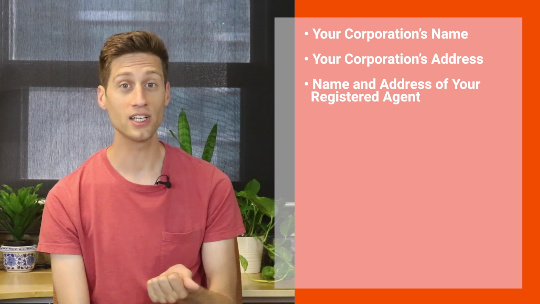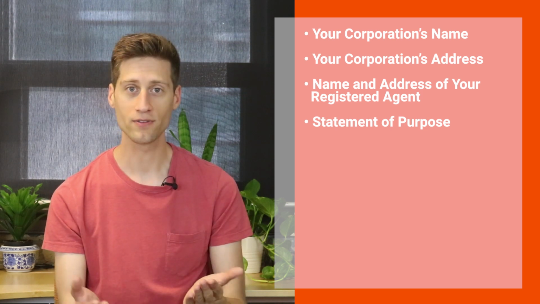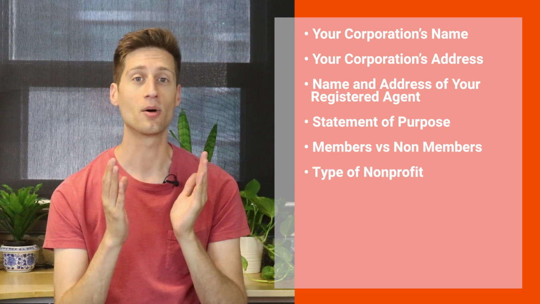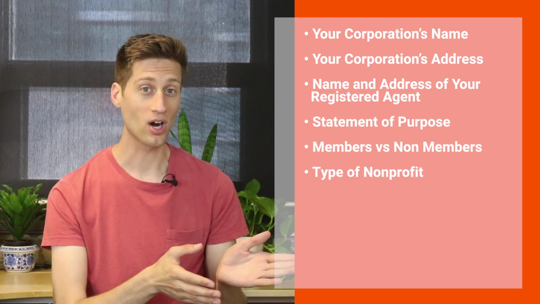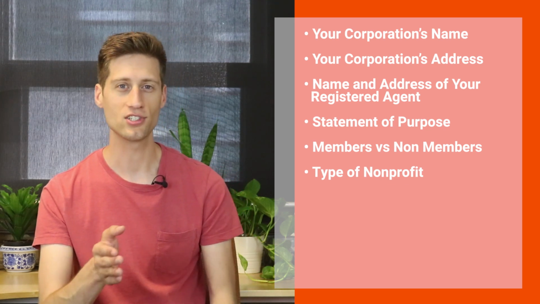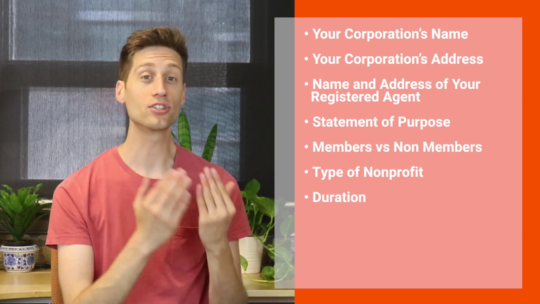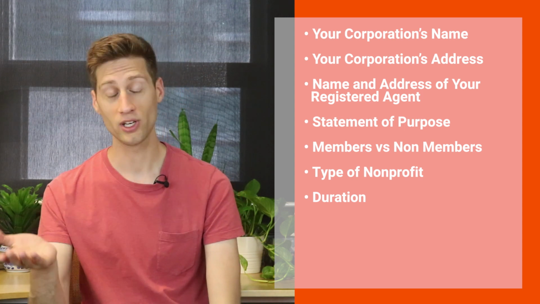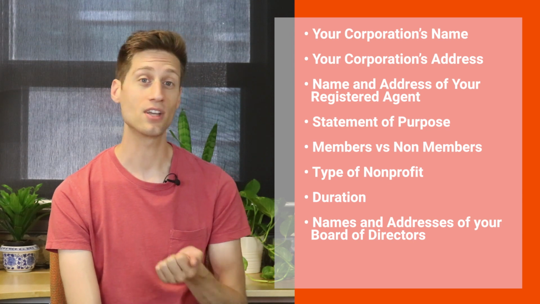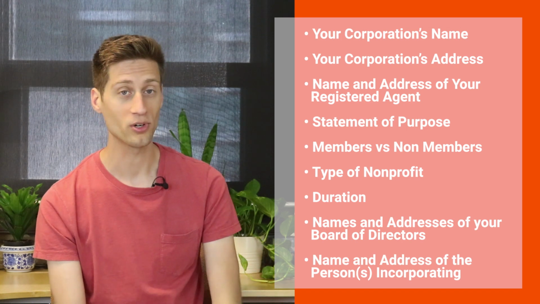For your articles, you'll also need a statement of your purpose, which is just a few sentences of who you are and what you offer. You will also need to say if you will have members or no members, and the type of nonprofit you want to register as. For most nonprofits, this is just a 501c3, but depending on if you are a more specific organization like a fraternity or a chamber of commerce, this may vary. You will also need the duration of your corporation, so if you plan on incorporating indefinitely or just for a specific amount of time. You will also need the names and addresses of your board of directors, and the name and address of the person or the people incorporating the nonprofit.